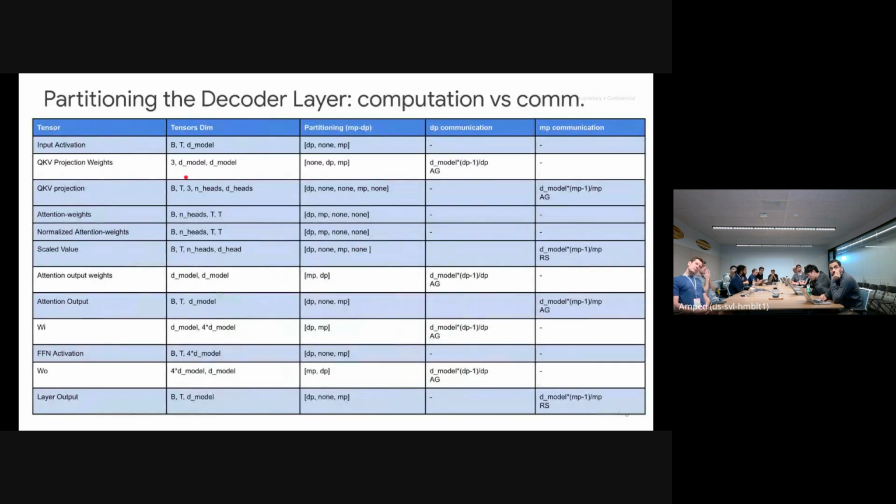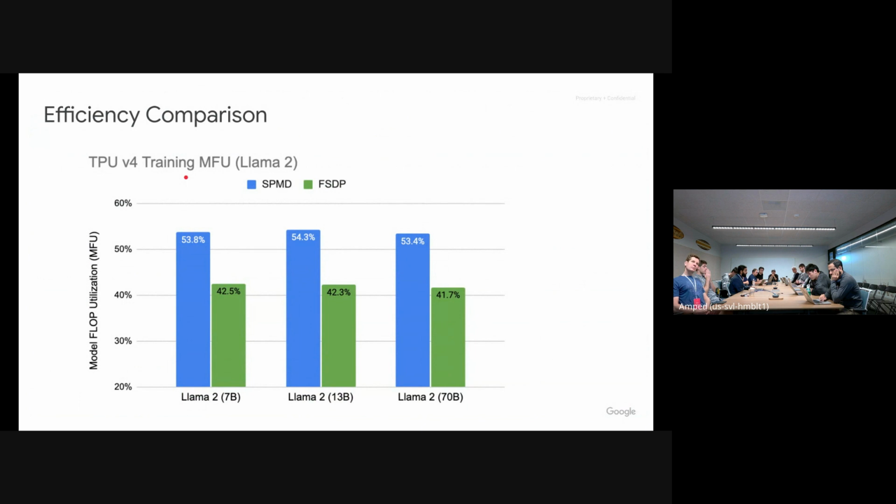And now we're going to... Quick question on that previous slide. Isn't it theoretically the case that with FSDP, if you did it right, you could get the same performance as SPMD, or no? That is a very good question.